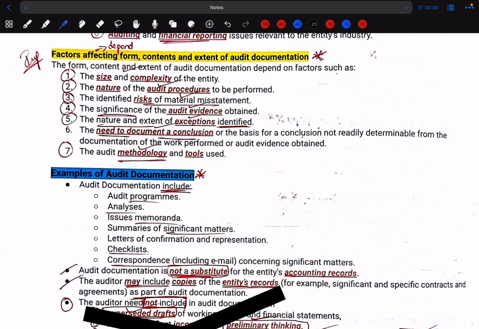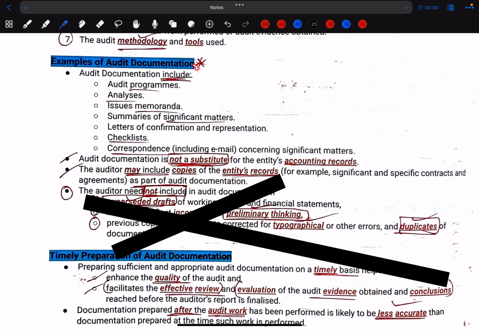So there are 7 things. Remember, the first one: size and complexity of the entity, nature of the audit procedure, risk of material misstatement, significance of audit evidence obtained, nature and extent of exceptions, and need to document a conclusion, and methodology used. Then examples of audit documents.